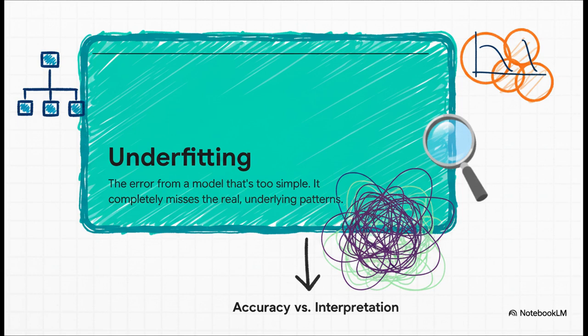So on one end of the spectrum, you have underfitting. This is a model that's way too simple. It just hasn't learned enough from the data. It's kind of like trying to predict the weather by just saying, "it'll probably be the same as yesterday." You're completely missing the real patterns.